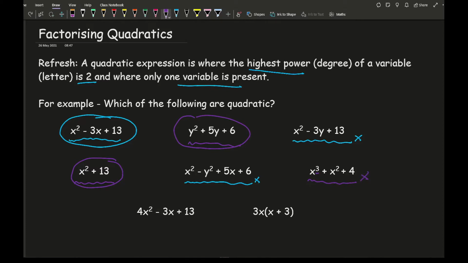Moving on to the next one, so here our highest power is x squared and we've only got one letter, so that there is quadratic. And then finally for this last one, here I've got brackets, but if I expand the brackets out, then I get 3x squared plus 9x, and here you can see that I've only got one letter, which is x, and the highest power is a 2, so that there is quadratic.